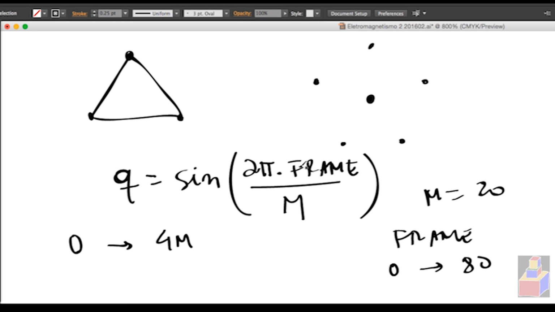Okay? Then one more thing. Remember, in MathCAD, the arguments of trigonometric functions are in radians, not degrees. Be careful, don't use degrees, use radians. Okay? The numbers are in radians, okay?